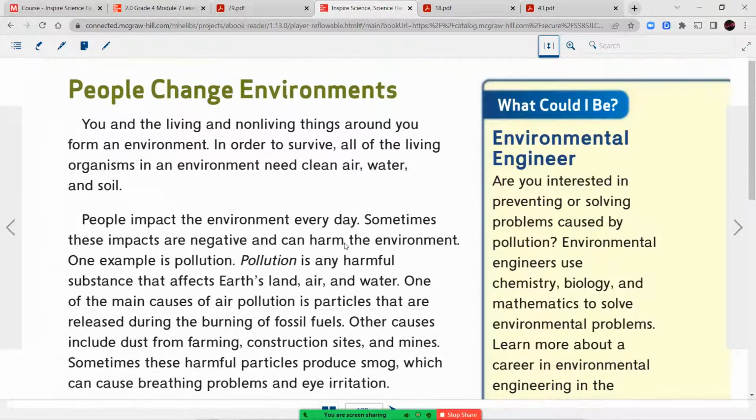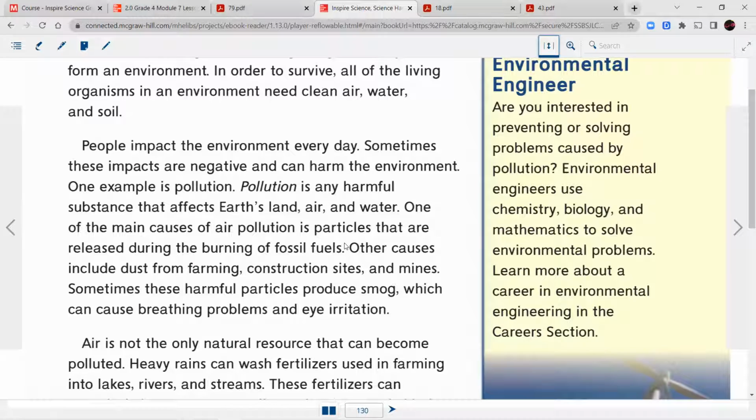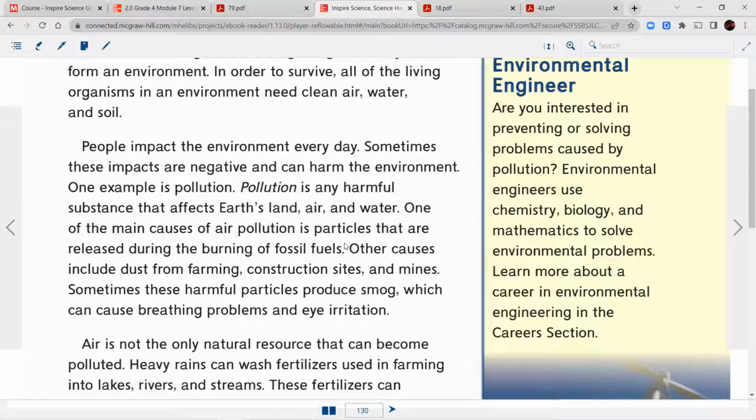You and the living and non-living things around you form an environment. In order to survive, all of the living organisms in an environment need clean air, water, and soil. People impact the environment every day. Sometimes these impacts are negative and can harm the environment. One example is pollution. Pollution is any harmful substance that affects the Earth's land, air, and water.